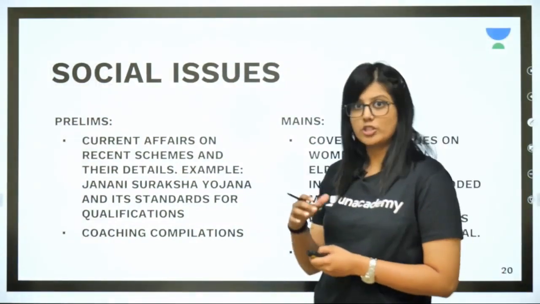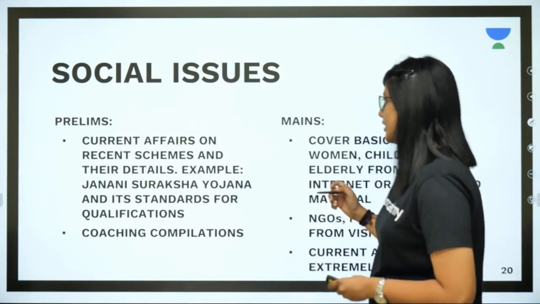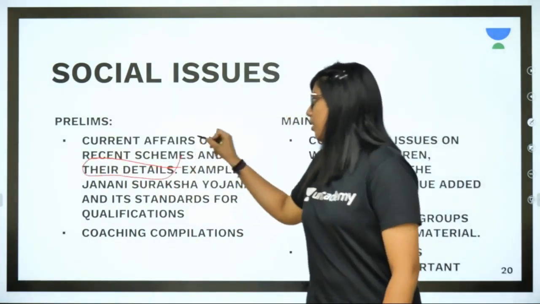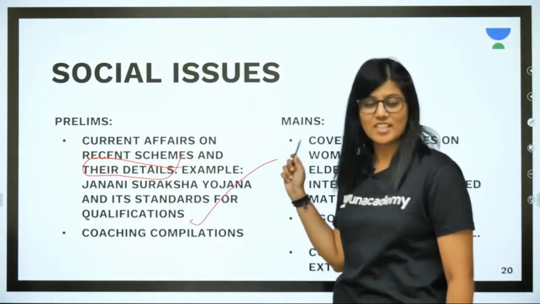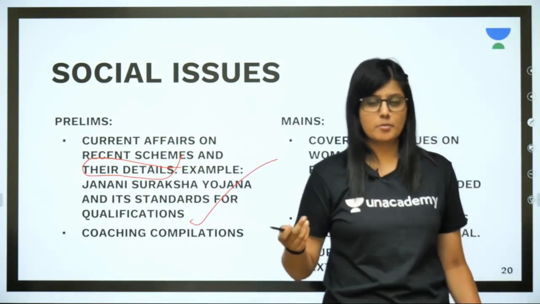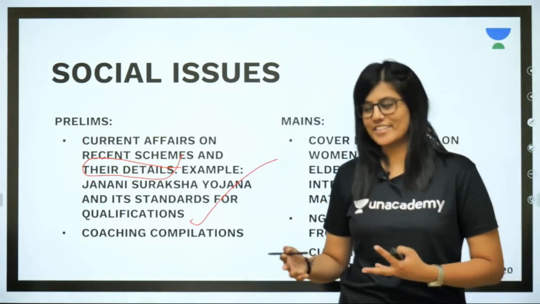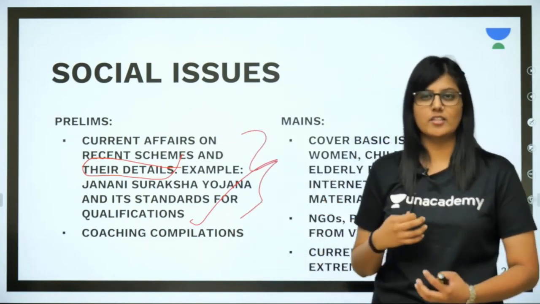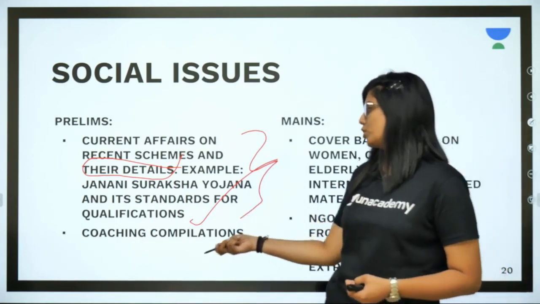For social issues, which is the next important part of paper 2, prelims-wise I did current affairs and recent schemes and their details. Example, there's Janani Suraksha Yojana and its standards for qualifications. That is the only thing that is asked. Probably they'll ask differences between two schemes, or they'll ask something else regarding that. But your focus should be on schemes and welfare initiatives, something like that, and also a lot of coaching compilations.